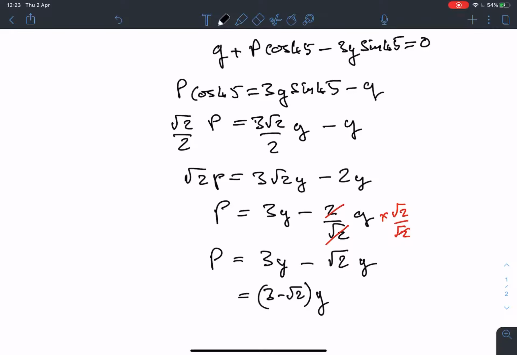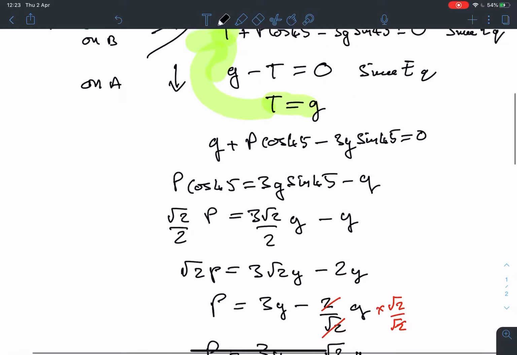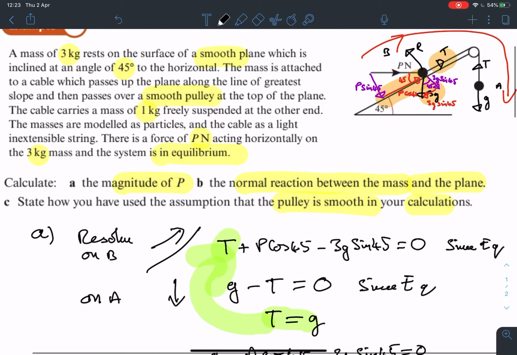Root 2 is roughly 1.4, so 3 minus 1.4 is 1.6 times G, which is roughly 10. It's going to be roughly 16. But you can tap it in the calculator, and indeed it is 16 to 2 SF. So 16 newtons to 2 sig figs. Okay, let's go back, read the question, check we've answered it. So yes, we've got the magnitude of P.